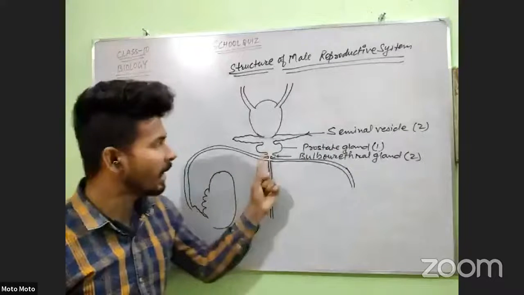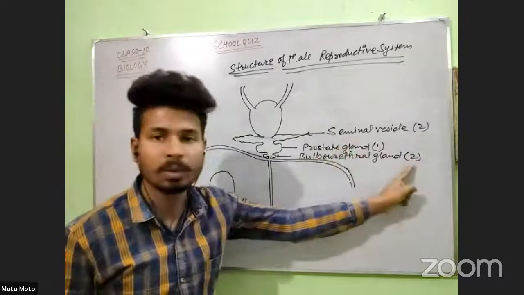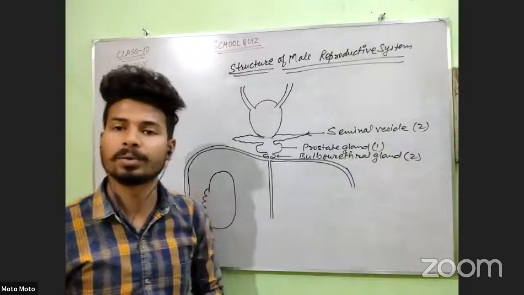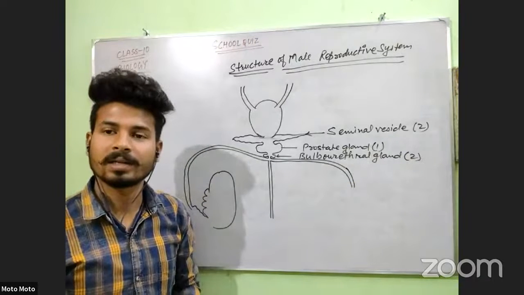The prostate gland is only single, so I have written one, and the bulbourethral gland is also in two numbers, so I have written two. Got it? Okay, sir.